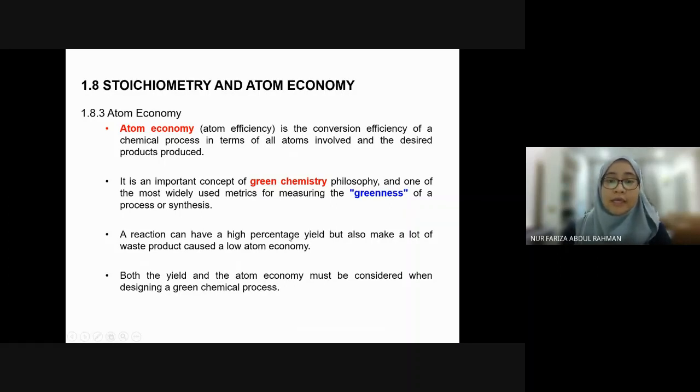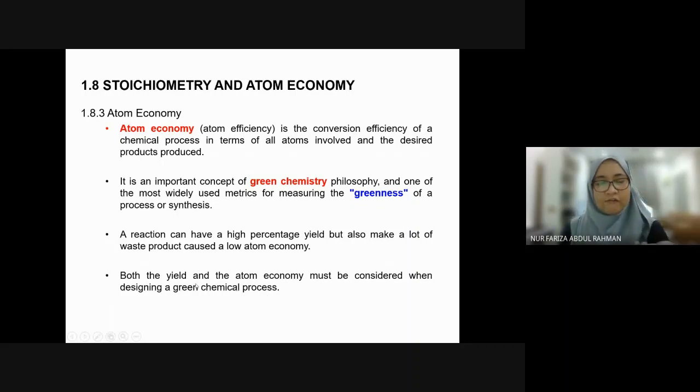Okay, we are not only considering the high percentage yield. We want the yield of the product to be high, but at the same time, we want to save the earth. Okay, we want to save the earth, and then we want to save the energy, we want to save the money, we want the process to be environmental friendly. Okay, low atom economy maksudnya tak bagus lah. Maksudnya tak economical. Okay, high atom economy adalah lebih bagus. Both the yield and the atom economy must be considered when designing a green chemical process. Okay, you have to consider these two.